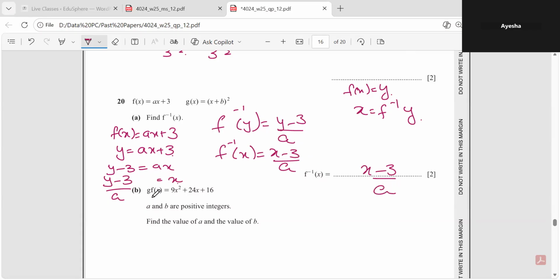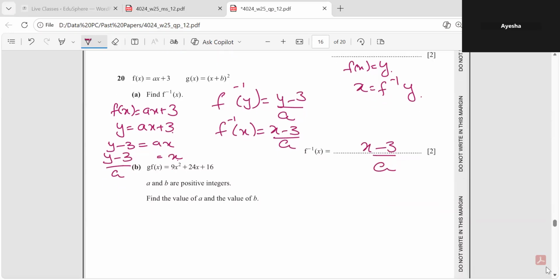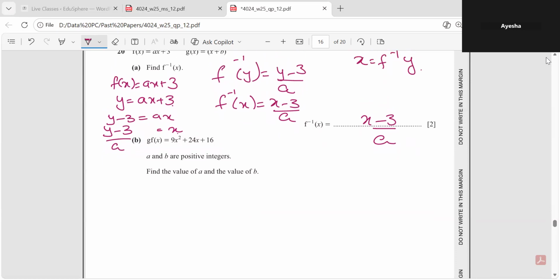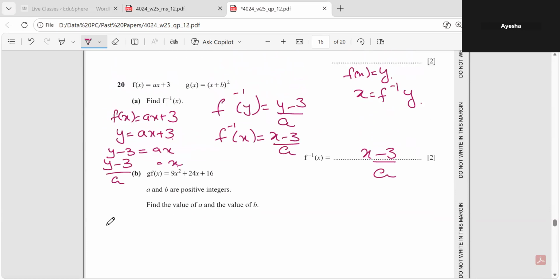Now g of f of x is given as this one. We have to calculate the values of this one, g of f of x. First, we are going to see what is g of x. So first, I'm going to write it here. So g of x is given as (x plus b) whole square, and g of f of x.